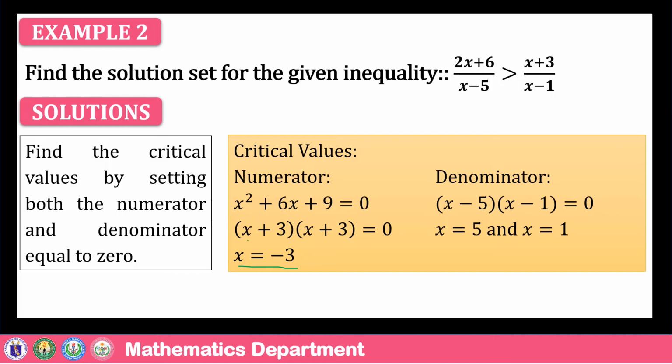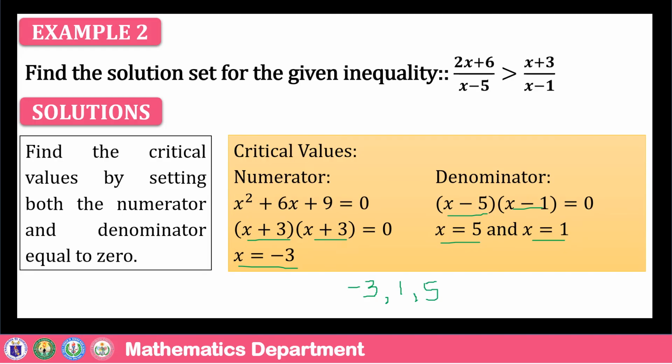So, since dalawang values ito at pareho naman itong x plus 3, meaning to say, x is equal to -3 with multiplicity ng 2. Kasi dalawa yung factors na yan, but the same lang naman yung makukuha na value ng x. -3 pa rin naman. And then for our denominator, we have here x minus 5 and x minus 1. So for the first value of x, we have x is equal to 5. And for the second value of x, we have x is equal to 1. So, ibig sabihin yan, yung mga critical values natin are -3, +1, and +5.